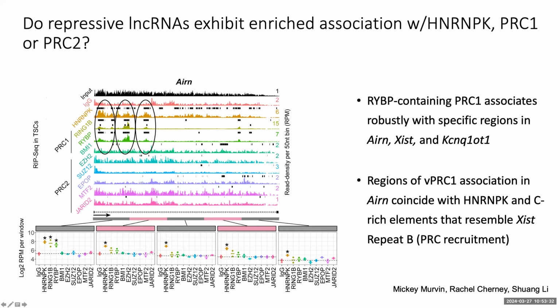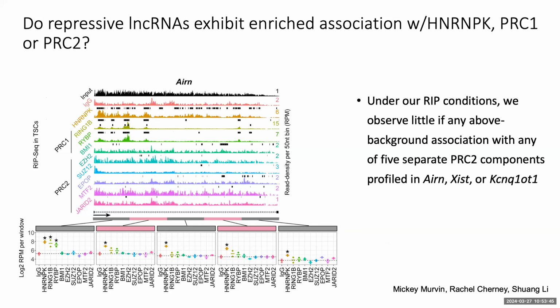And more than that, these same regions that are enriched in VPRC1 are the exact ones that we identify as Xist-like from our prior k-mer analysis. I'll also point out that, at least under our conditions, we find very little evidence, if any evidence, for above background association between Air and canonical PRC1 or any of the 5 components of PRC2 that we profiled.